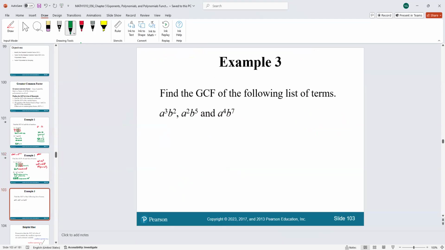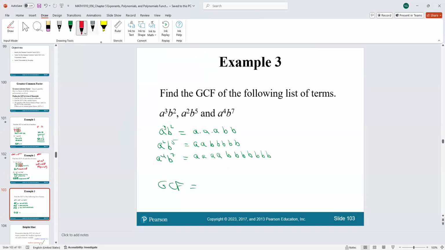As we move forward, we're going to continue to have some examples like this. But looking at how to find the GCF of those listed terms, as you can see, for a cubed b squared, you do a times a times a, b times b. For a squared b to the 5th, you can do a times a, b five times. And for a to the 4th, b to the 7th, we have a four times and b seven times. All right. Now, if you're looking for the GCF, all you need to do, because I see a, I'm going to do a. I see another a, I go with the shortest one, a, so that's times a.